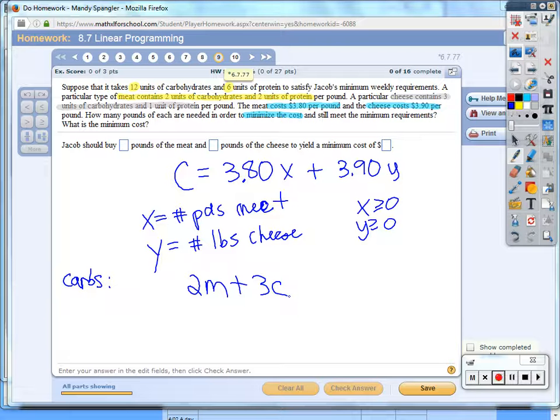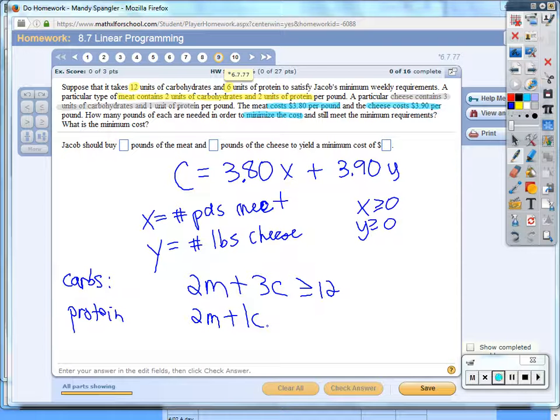And so now you look at the protein. This is where your proteins come in, just as a separate equation. Cameron, quiet. How much protein is he getting from the meat? 2 from the meat and 1 from the cheese. And how much protein does he need? 6.